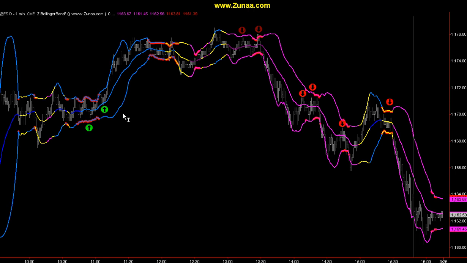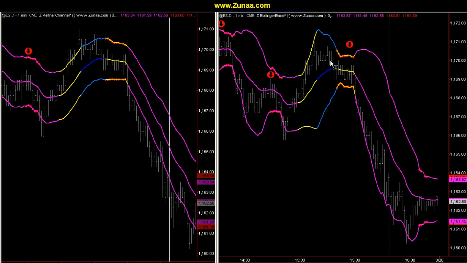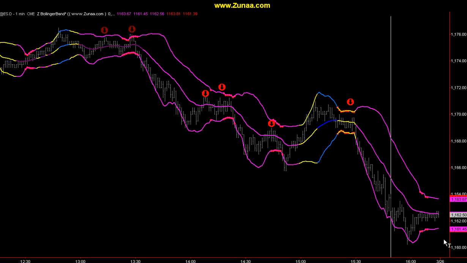Use it with the volume breadth if you're trading only E-minis, because you can use this system with stocks. You can use it on any kind of futures. It's not limited just to the E-minis, the index futures. Highly recommend this indicator. You can choose whichever one you like, the Bollinger or the Keltner. That's, I believe, I covered everything on it.